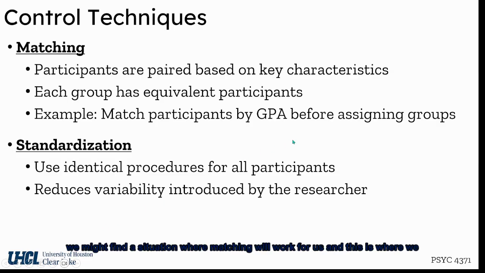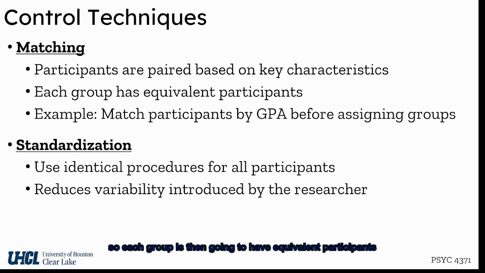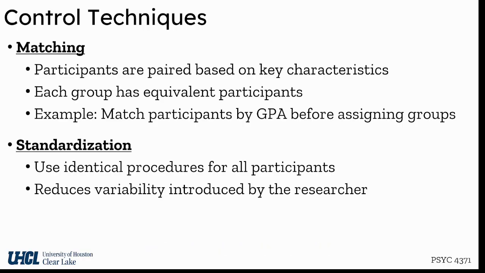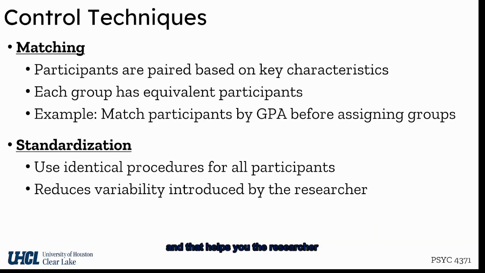We might find a situation where matching will work for us, and this is where we line participants up and pair them based on key characteristics. So each group is then going to have equivalent participants. So maybe if we're dealing with academic experiments, we might match the participants by GPA and then assign them to groups. We also want to have standardized procedures. We're going to use identical procedures for all groups and all participants. And that helps you, the researcher, actively reduce variability that you could be introducing yourself.